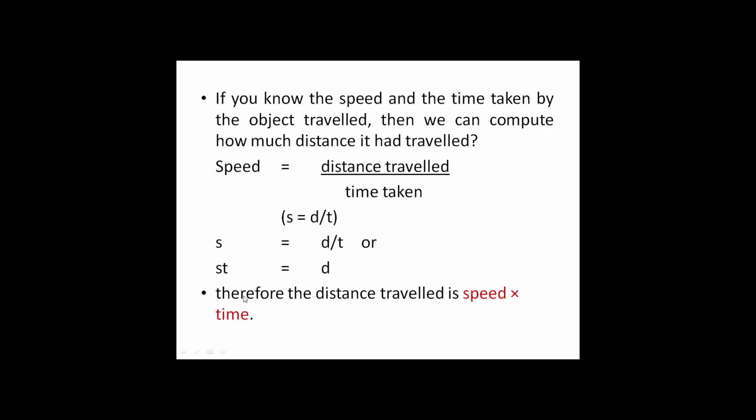If you know the speed and the time taken by the object traveled, then we can compute how much distance it had traveled. Speed is equal to distance traveled divided by time taken. S is equal to d divided by t, or S times t is equal to d. Therefore, the distance traveled is speed into time.